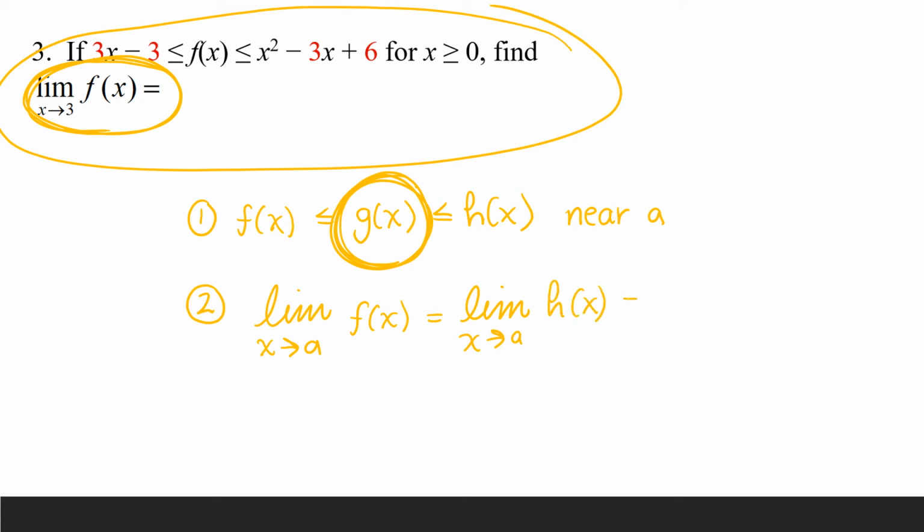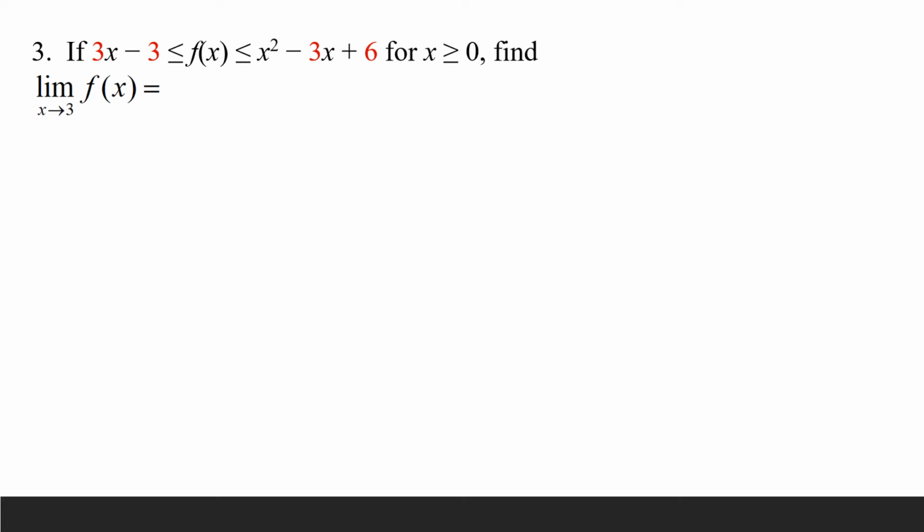So let's do that for this problem. Okay, now this one's a little bit tricky in some ways, because in the definition we go f of x, g of x, h of x for our three functions, but this one has f of x in the middle. So I'm going to color code this to help us keep track of our outer and inner functions.